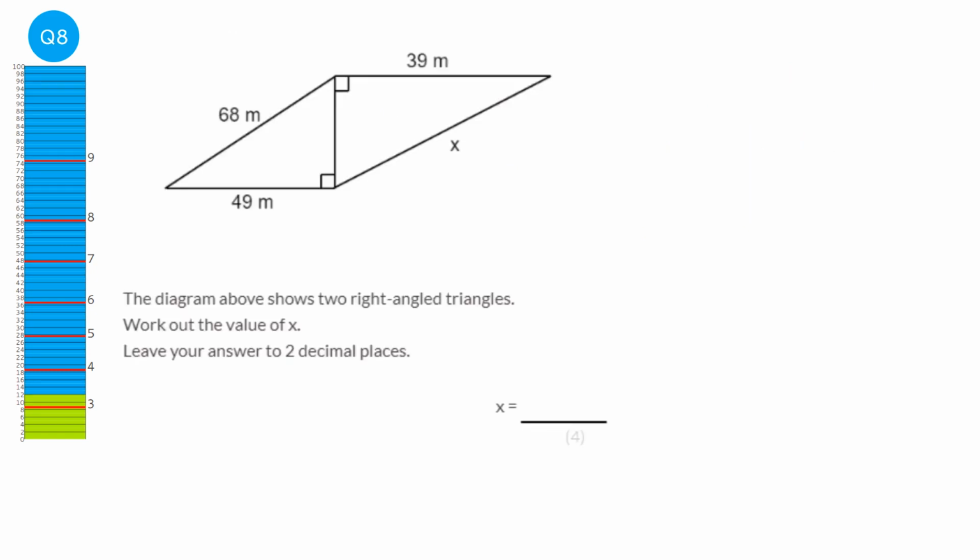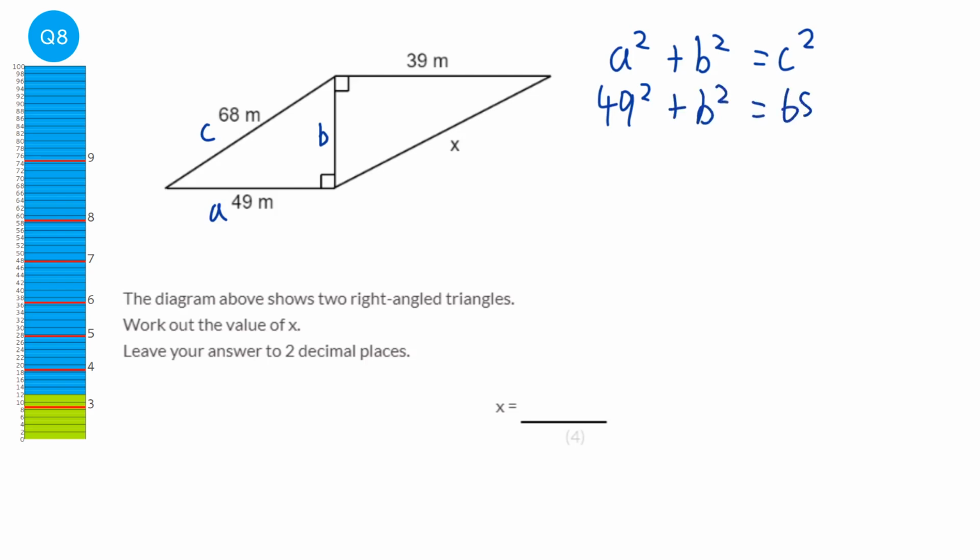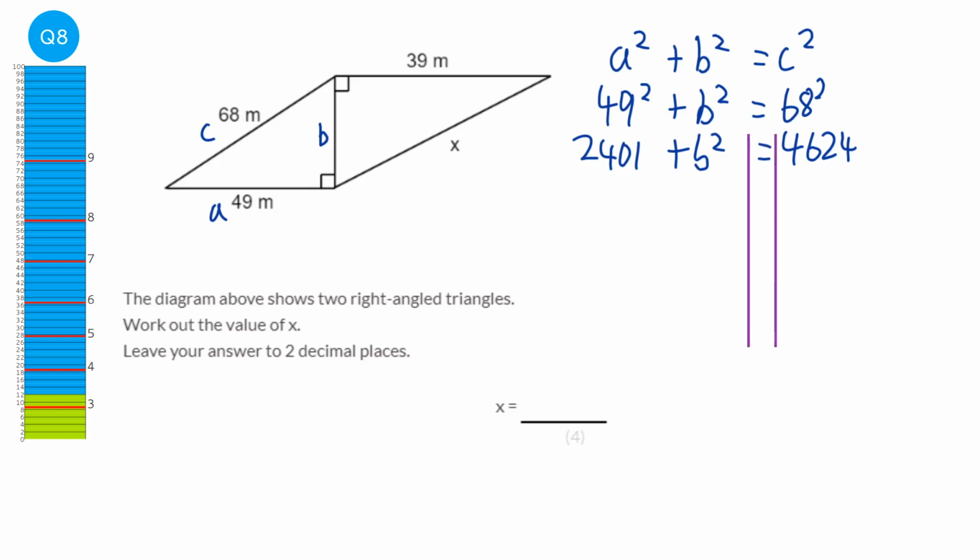We can't work out what x is straight away, but we can find this value here. And we know with Pythagoras we can find a third length if we've got the other two in a right angled triangle. So a squared plus b squared equals c squared. And a and b were labelled. C is always opposite the right angle. So it'd be 49 squared plus b squared equals 68 squared. And 49 squared is 2,401. And 68 squared is 4,624. So we are solving here, so let's get our lines down.